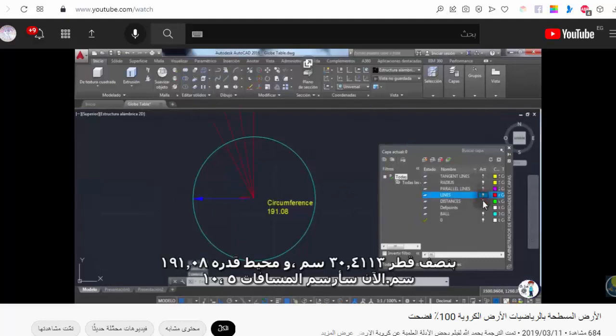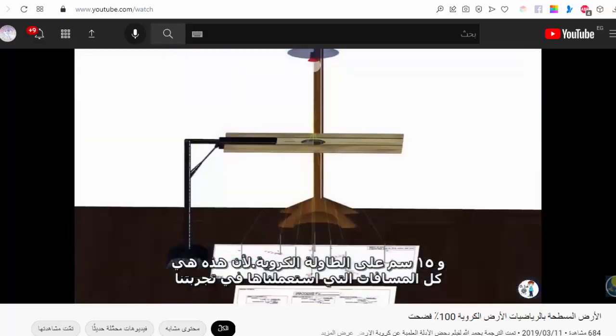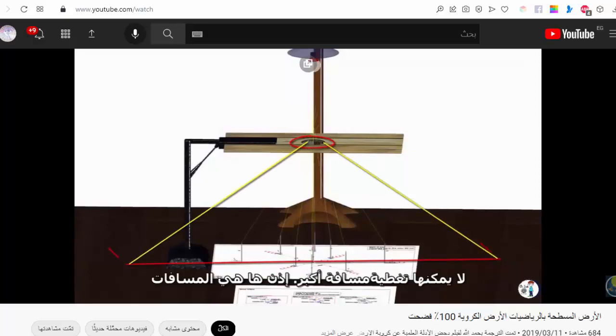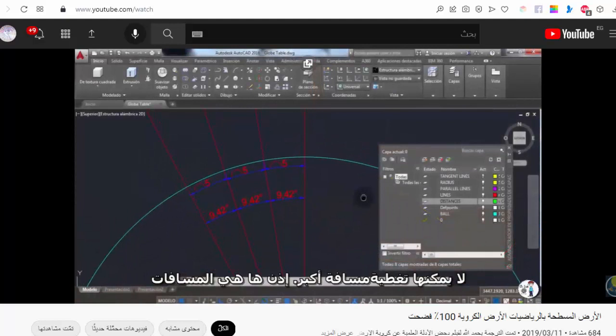Now I'm gonna draw the distance of 5, 10, and 15 centimeters on the globe table, because those are all the distances we used in the experiments with 9 objects. I was gonna use longer distances, but we only had a small concave lens that can't cover the bigger distance. So these are the distances.